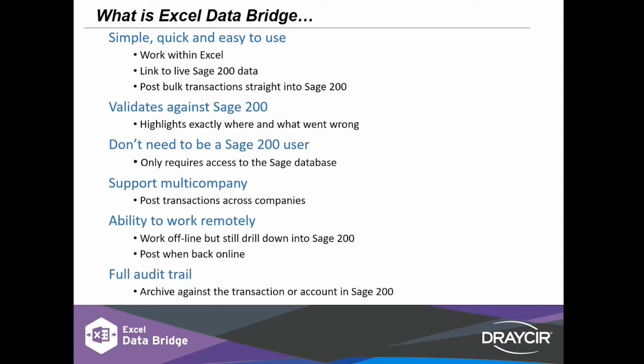Multi-company, so I have a sheet where we can post transactions between companies. You can work offline, so you take a snapshot effectively of your Sage 200 data as you open up the sheet, and if you go offline, you can still do all your edits, all your alterations, and then when you're back online, you can post it straight into Sage 200. And the most important bit is there is a full audit trail, so we can see exactly where that transaction has come from. It will let us know it's come from Excel Data Bridge or the user in Excel Data Bridge. So you don't just find random invoices or transactions that have entered your system.